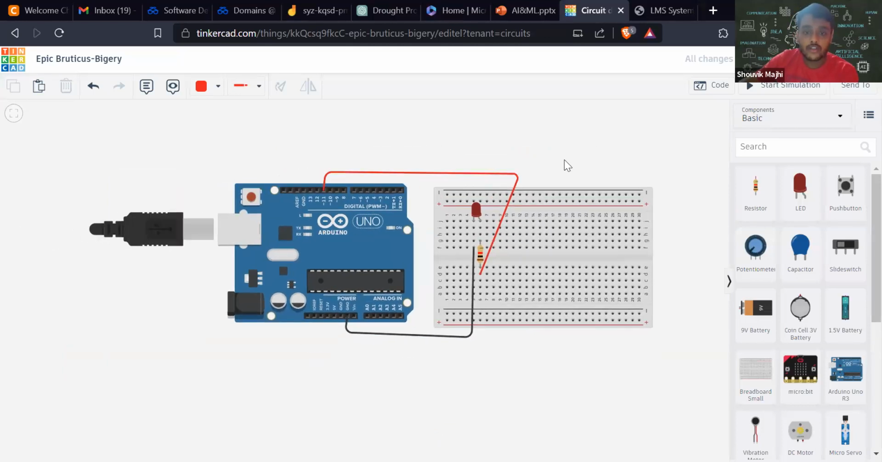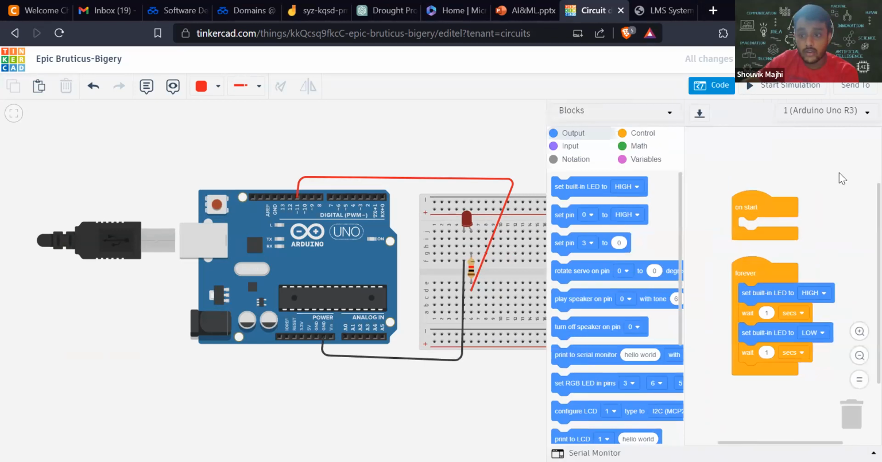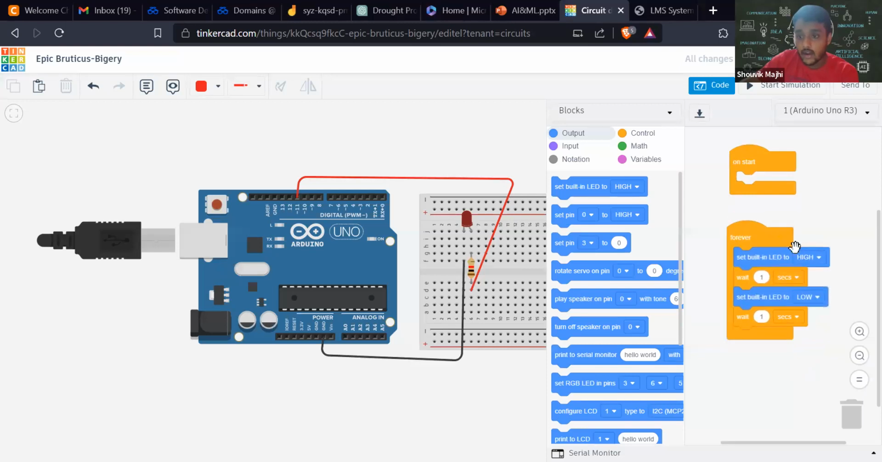So according to our need, the LED will turn on or turn off. For example, let's go to the code section. For coding, you need to go to this section, code. From here, on start, let's say our LED should be on. You can use a block code. On start, our LED doesn't have to do anything. Now, this is a forever block.